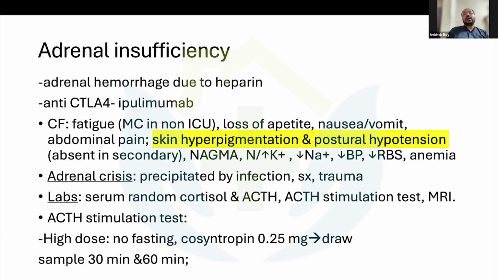You can simply send a random serum cortisol and ACTH just to have an idea about how the axis is functioning. So if you get cortisol which is low and ACTH which is high, it means the gland is at fault. Cortisol is low in all of them, but cortisol low with ACTH high means the pituitary is normal, so it is the gland which is dysfunctional. Whereas if your cortisol and ACTH both are reduced, it is usually the pituitary.